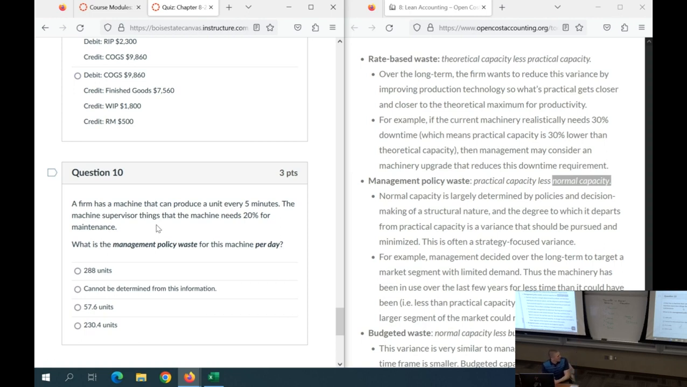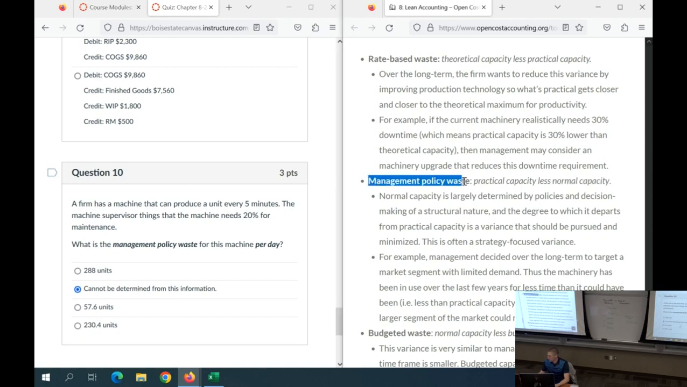We don't know. Maybe in reality, over the last 3 to 5 months, or 3 to 5 years, that machine has only produced a unit every hour for one reason or another. The normal capacity might just be 1 unit an hour. We have no information on that, so we cannot determine that. We can't determine the management policy waste.